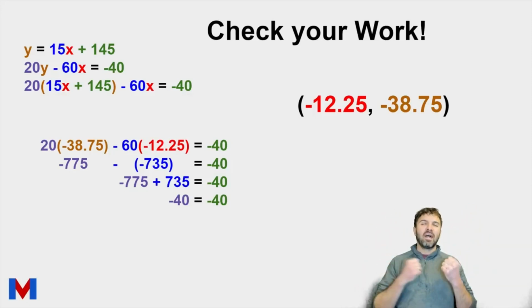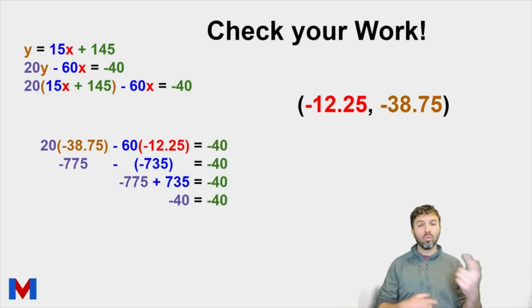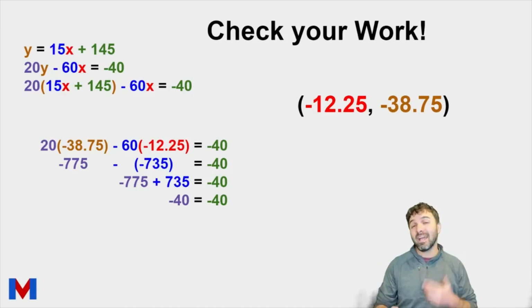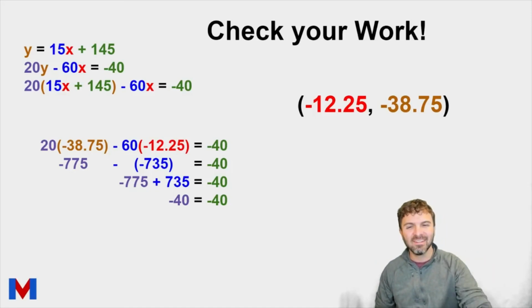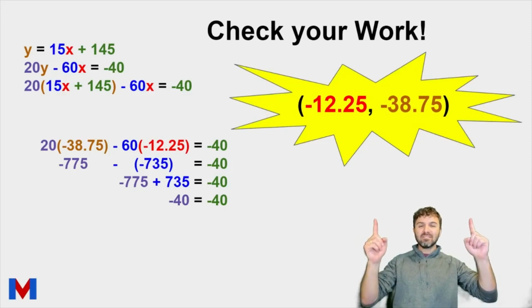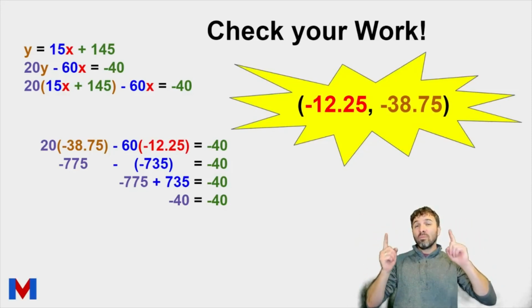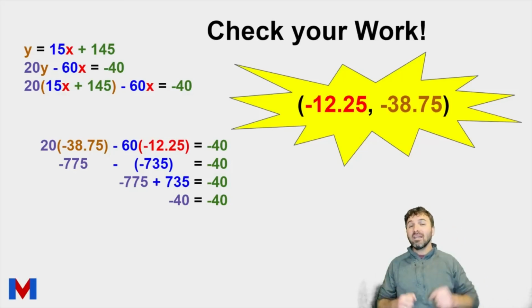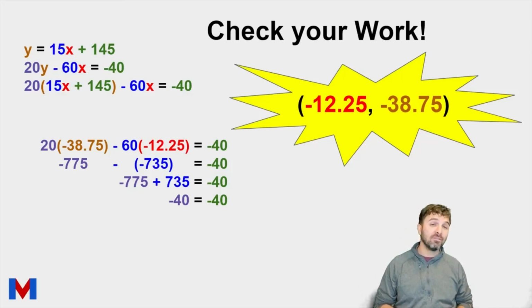Yes! I don't have to go back and check my work because it all worked out. It's balanced. It's what I needed. It's what I needed it to do. Okay? So now I can confidently say that this is my answer. X is negative 12.25 and y is negative 38.75.